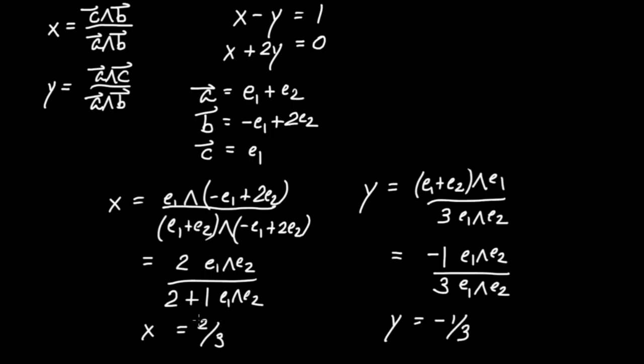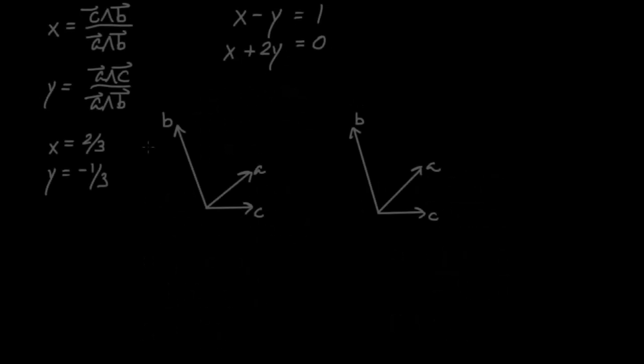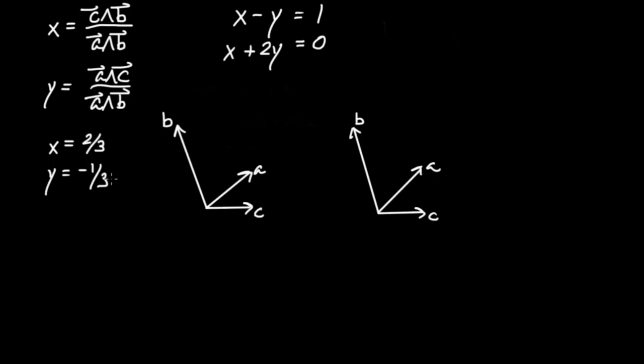So there's your solution pair, 2/3 and minus 1/3. And you can see that they indeed work. 2/3 minus minus 1/3 is indeed 1. 2/3 plus minus 2/3 is 0. Let's try to make sense of these two results in terms of the wedge product equations.